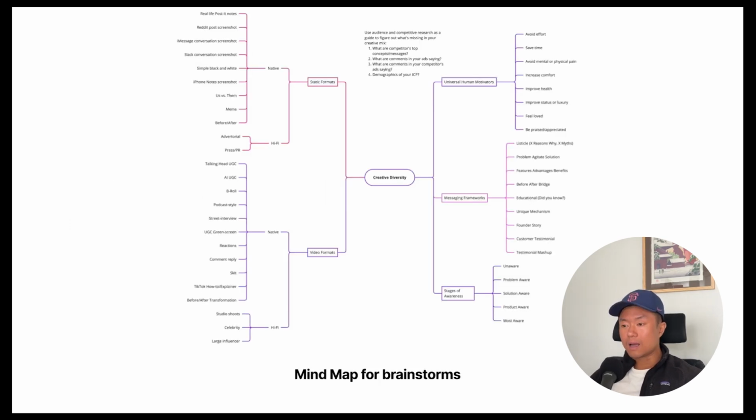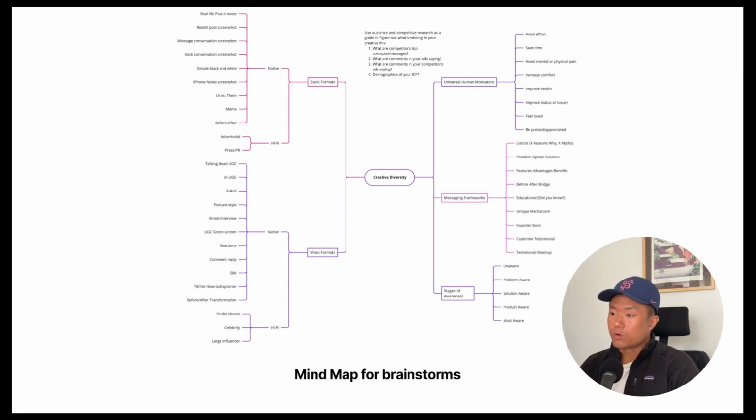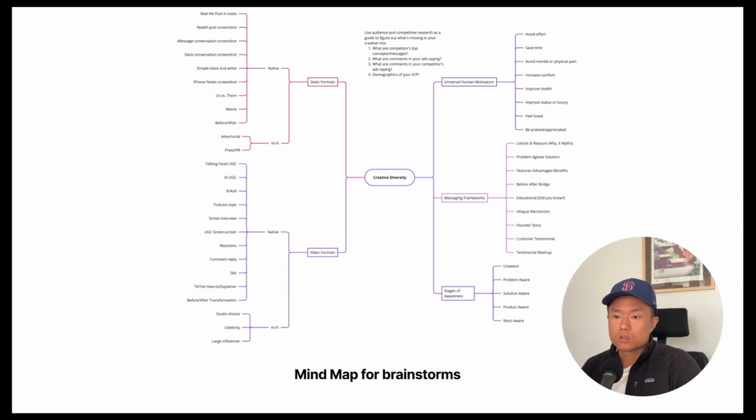So I'd look there. I like using mind maps for brainstorms, and brainstorm with your team. Use this mind map so you can take a look at all the static ad formats. You can create video formats, universal human motivators for angles, messaging frameworks, stages of awareness. So this will get the juices flowing.